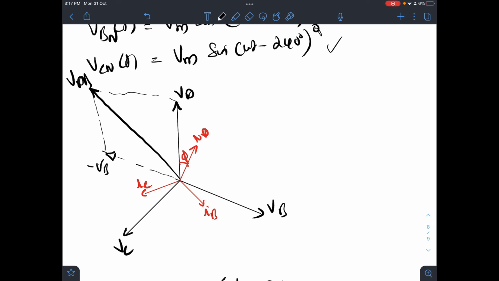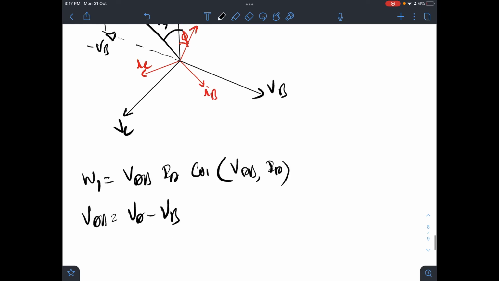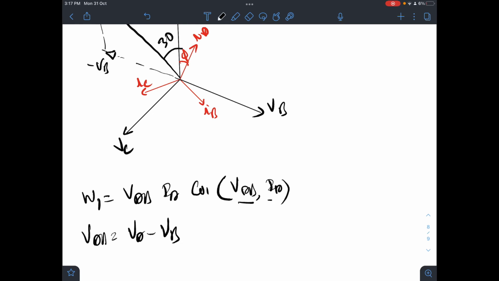Now you can see the angle between VB and minus VB is 180 degrees, and the angle between VA and VB is 120 degrees. From that you can understand that this total angle is going to be 60, that is why this angle is going to be 30. Clear? So VAB and VA will have an angle of 30. But here in my equation, I needed the angle between VAB and IA.